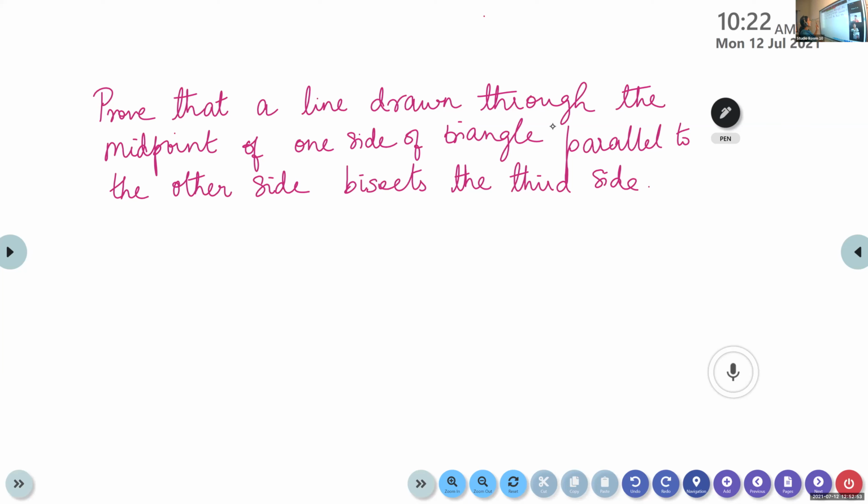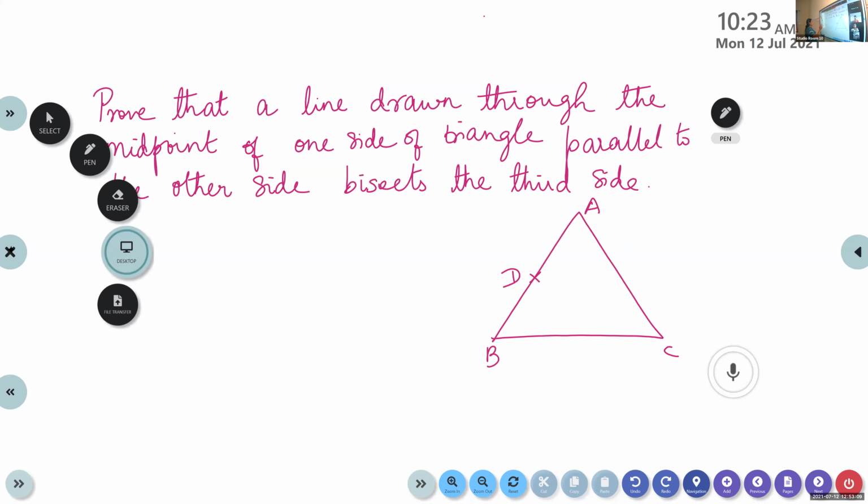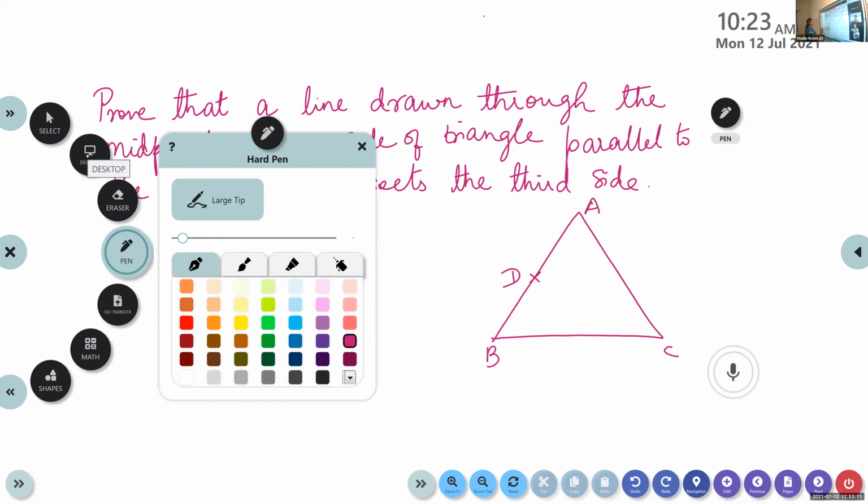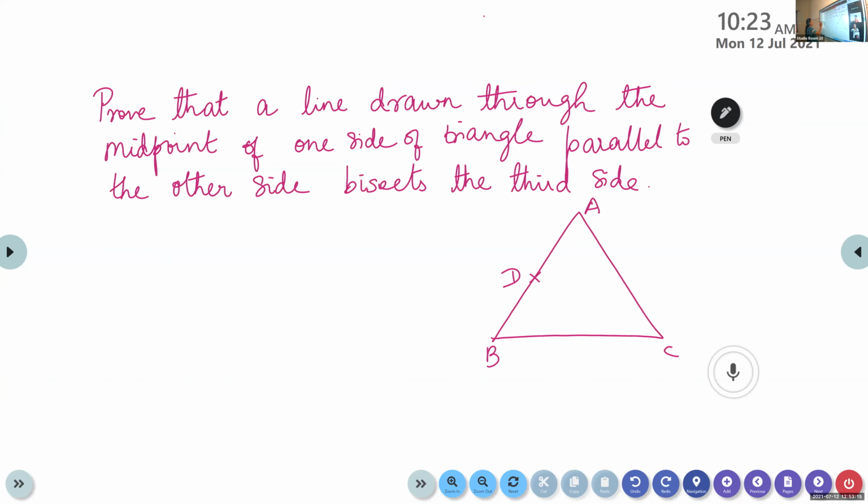Okay, now look at this. A line is drawn through the midpoint of one side of a triangle, so we need one triangle. Let ABC be the given triangle. We are drawing a line through the midpoint. Suppose B is the midpoint.